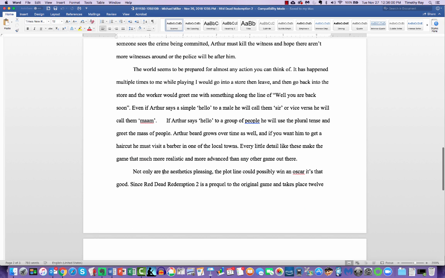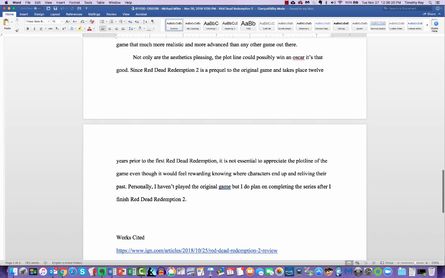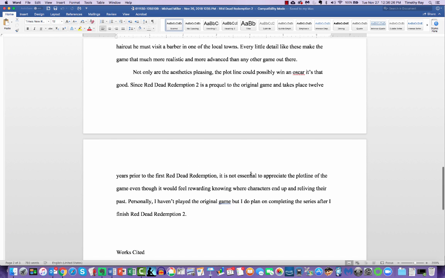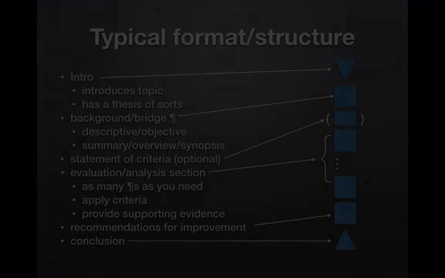Now we have, not only are the aesthetics pleasing, and I haven't really heard about the aesthetics yet, so if aesthetics is going to be one of the criteria, let's elaborate on that. Then we have the plot line could possibly win an Oscar. So this paragraph should be about the plot line, and we need to keep going with this. So we're right here at the end, and we need to keep going with the evaluation analysis. We need to have these recommendations for improvement, and we need a conclusion. So those are my comments on this draft. Let me go back to my slides.